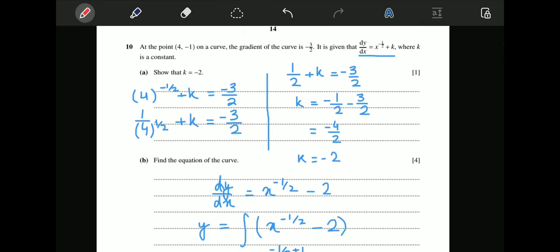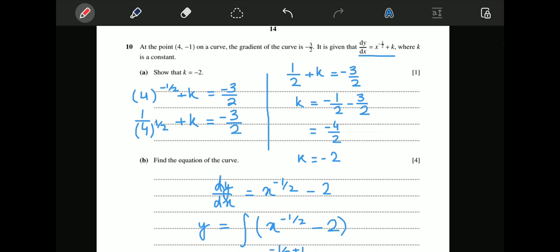At the point on a curve, the gradient of the curve is minus 3 by 2. It's given that dy by dx is equal to x power minus 1 by 2 plus k, where k is a constant. Show that k is equal to minus 2. Okay, they have already given you the value of k, but you have to prove it, so you have to show all the workings correctly.